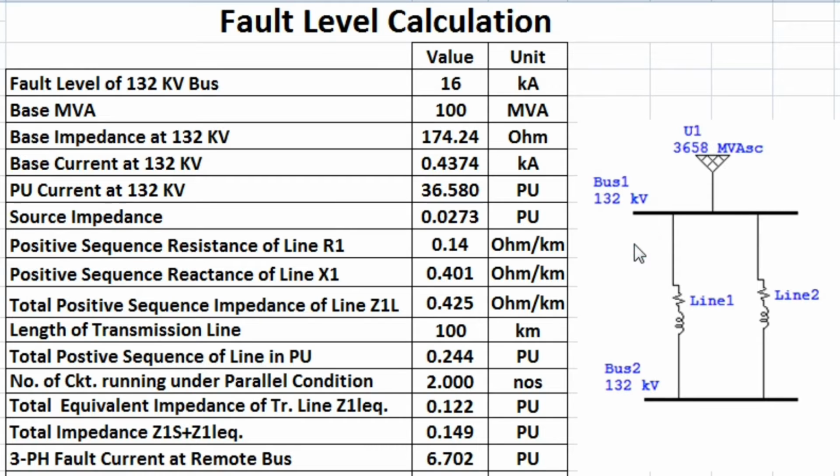Hello friends, today I'll discuss the calculation of fault level at the far end substation where the local end substation fault level is known. Here bus 1 is the local end substation and bus 2 is the far end or remote end substation. These two buses are connected via a 132 kV double circuit line with panther conductor.